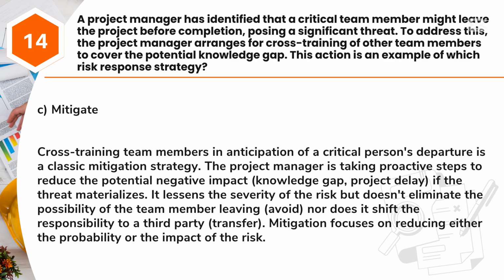Answer: C. Mitigate. Cross-training team members in anticipation of a critical person's departure is a classic mitigation strategy. The project manager is taking proactive steps to reduce the potential negative impact (knowledge gap, project delay) if the threat materializes. It lessens the severity of the risk but doesn't eliminate the possibility of the team member leaving (avoid), nor does it shift the responsibility to a third party (transfer). Mitigation focuses on reducing either the probability or the impact of the risk.